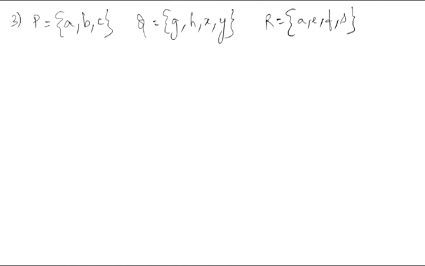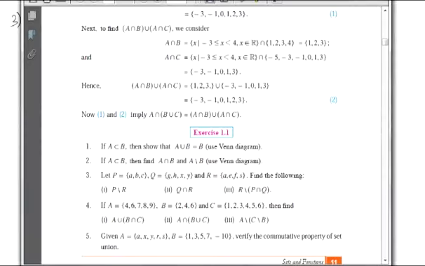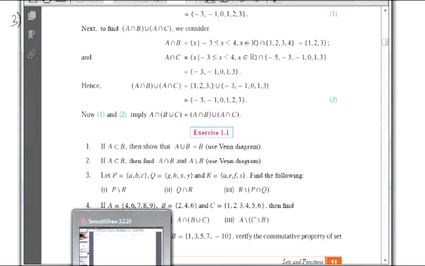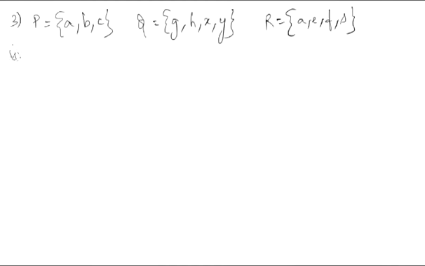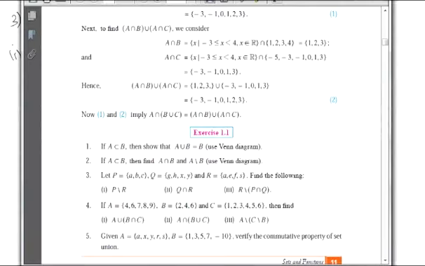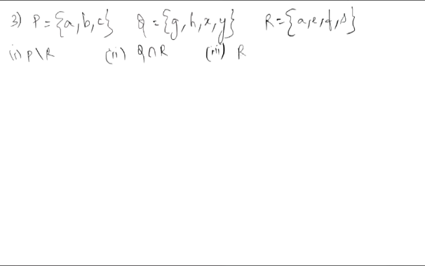Now what are you supposed to find? You're supposed to find P set difference R, Q intersection R. What is the third one? R set difference P intersection Q.